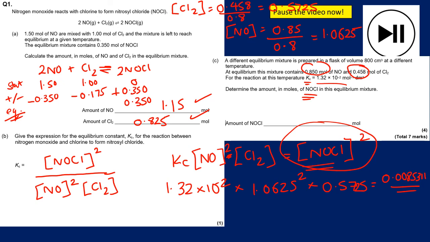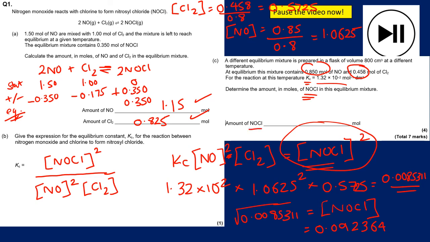So I'm going to take the square root of that. The square root of 0.008531 is going to be equal to my concentration of NaCl. So I'll just do that on my calculator. The square root of 0.008531 is equal to 0.092364. Now that's my concentration of NaCl.